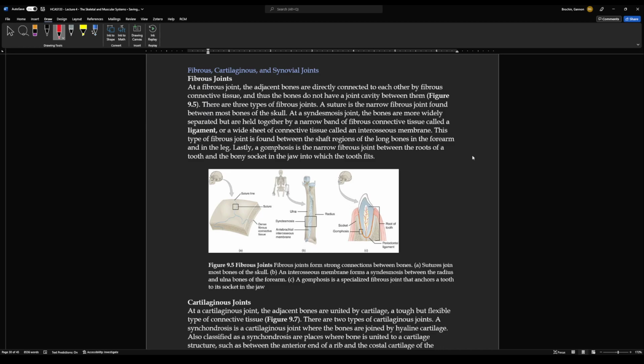Another important thing to talk about is the teeth. When our teeth are in the mouth, they are actually in a joint called a gomphosis. I'm not sure about the Latin root for that, but it's the joint where the tooth articulates with either the maxilla or the mandible.